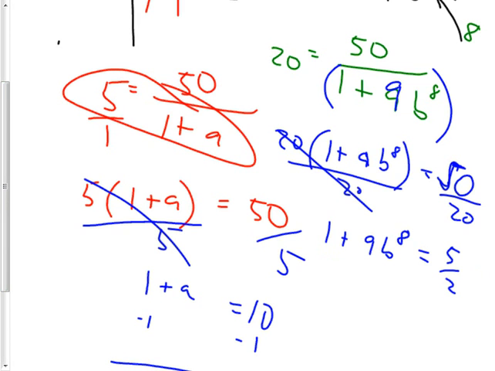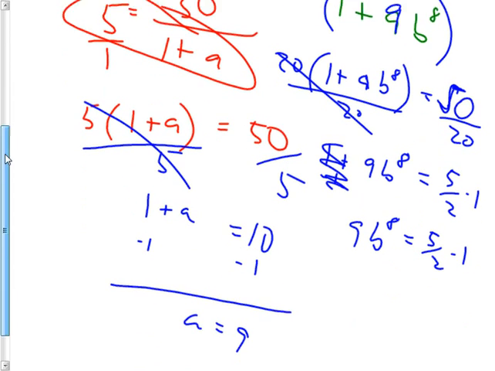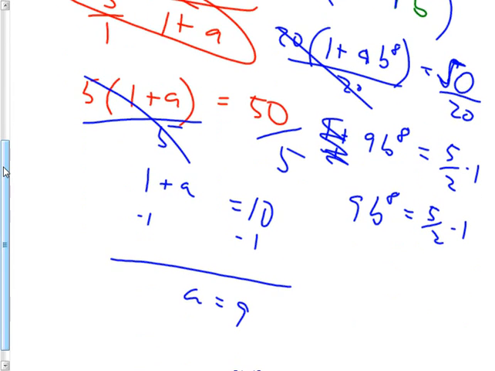This is a 9, because we figured out A is not. Okay, and then I'm subtracting 1 from both sides. Now it's 9b to the 8th equals 5 halves minus 1. Could I actually do 5 halves and get 2.5 and then subtract 1 and get 1.5? Yep, you can do that. But you're not going to have a calculator, so if the numbers get really hard, don't try.